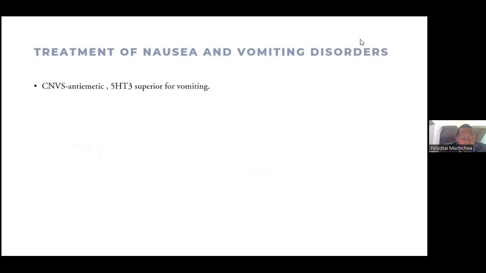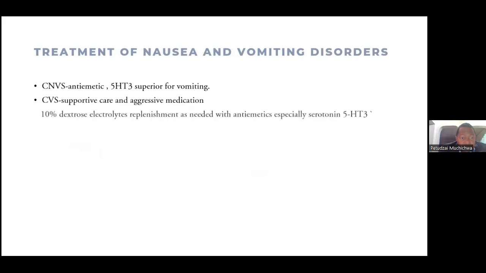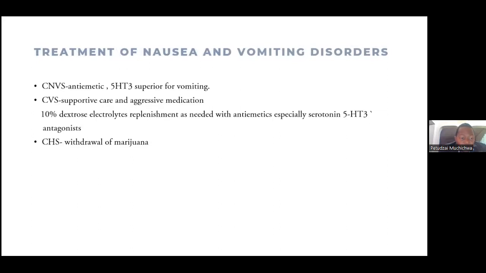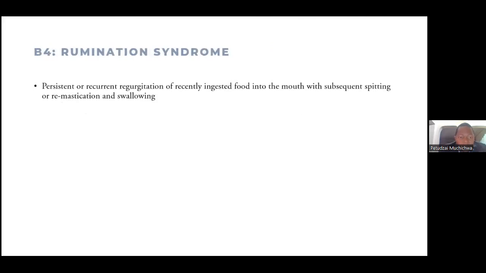In terms of treatment, 5-HT3 antagonists are superior for treatment of vomiting and not nausea. Supportive treatment is essential here. In terms of presentation, when they come in, let's not forget that they may be hypoglycemic and have electrolyte abnormalities that need to be corrected. For cannabinoid hyperemesis syndrome, we need to send the patient for counseling. Withdrawal of marijuana actually does help.